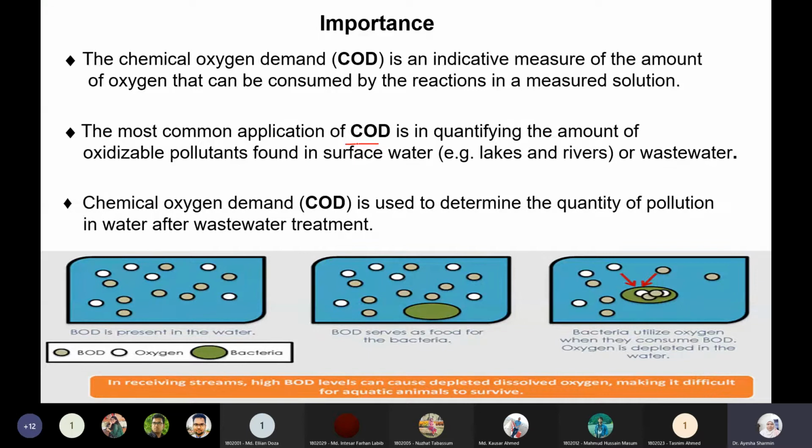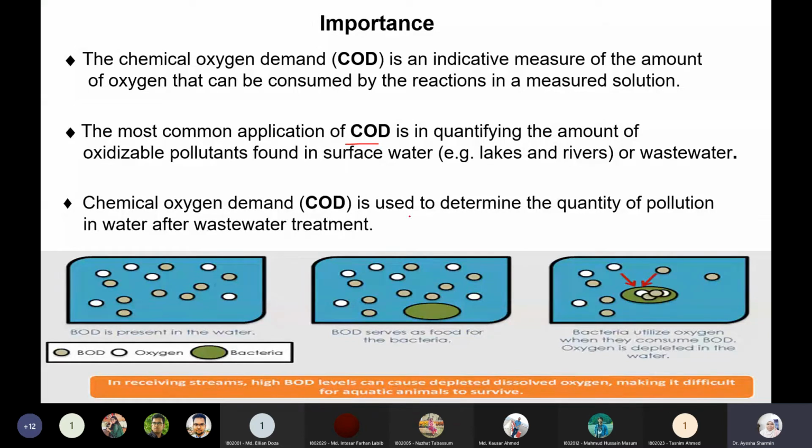Typically, it's the chemical industries who have to do it more. We have a lot of textiles. Textiles have to do this COD analysis all the time before they can release their wastewater to the environment. Okay. So chemical oxygen demand is used to determine the quantity of pollution in water after wastewater treatment, and also if they have set up a plant to clean their wastewater, how well it is actually working. You can find out after it has run through that treatment plant.